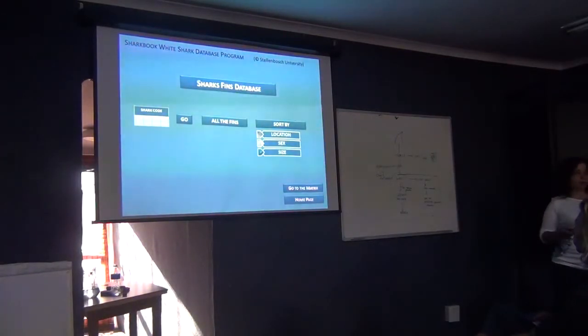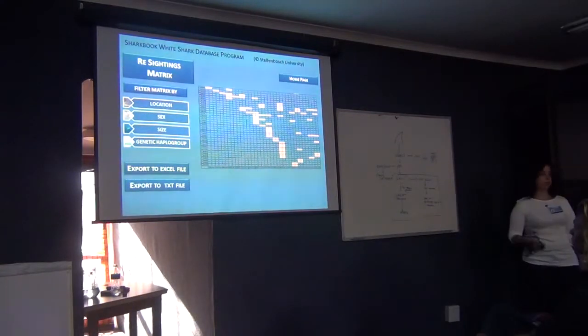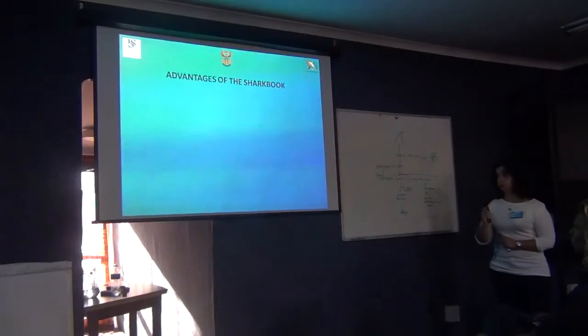So that is how we can filter all our information. We can sort our metrics by location, sex, size, and the whole nine yards we need to do. And of course, we can export our metrics as an Excel or TXT file, and filter it by location, sex, size, and even genetic haplogroups as soon as I finish my analysis.